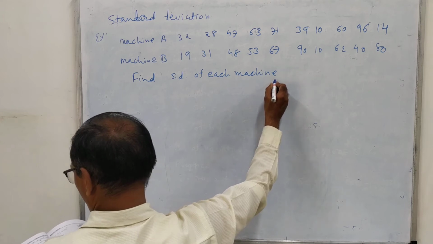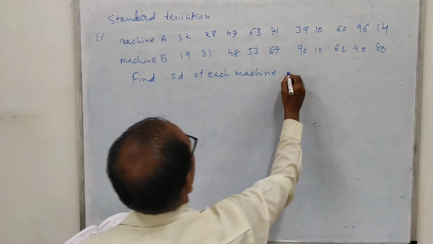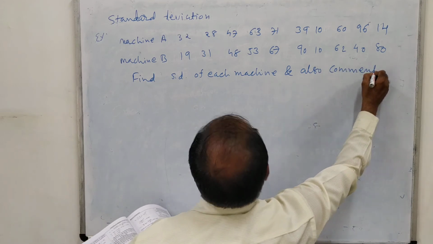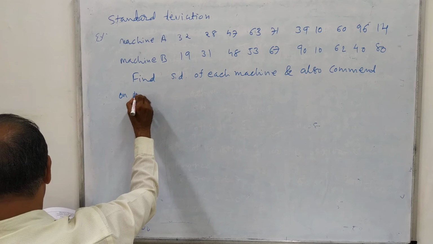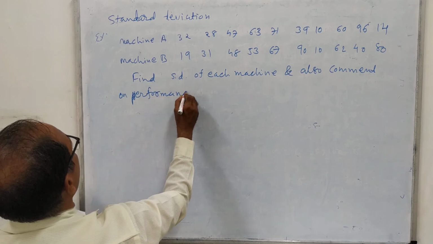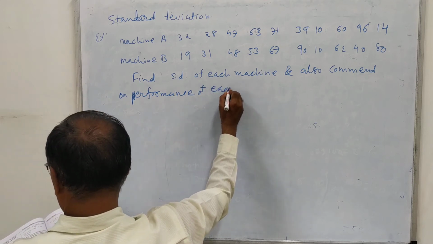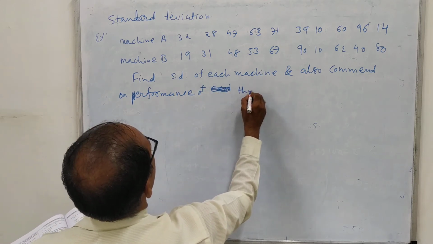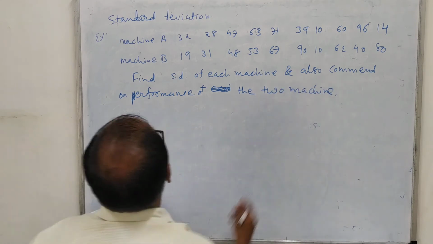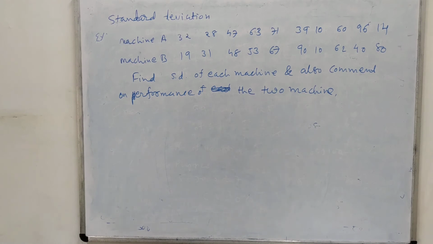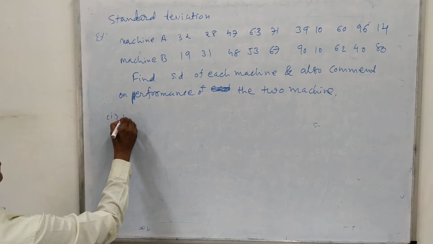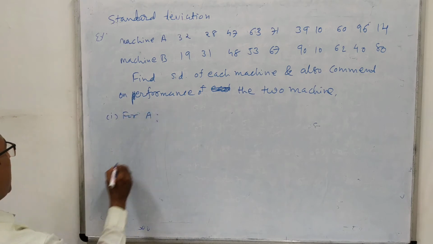And also comment on the performance of each of the two machines. That means we will have to see which machine's performance is better. So here we will have to consider both in two parts. That means in first part for machine A and then for machine B.